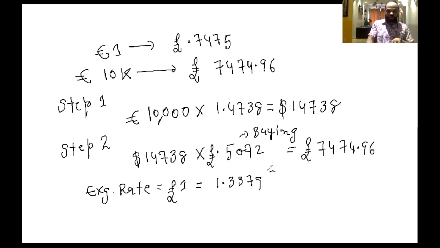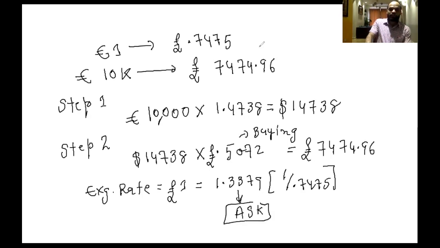1.3379. How did you get this number? You take the reciprocal, 1 divided by 0.7475. Yes, if you take the reciprocal, you will get this number. So you got the same. Why am I getting this one? Because we are using American terms. So according to American terms, this is the ask.